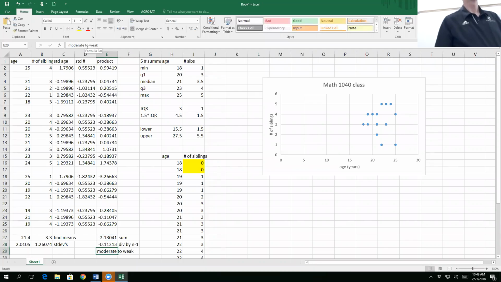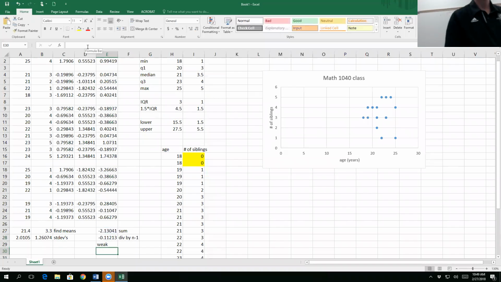Now what do we say? It's actually very weak. In fact, that still looks like a downward trend to me, but it's a very weak correlation between age and siblings, which actually kind of makes sense, right? Why would there be any sort of correlation? So you guys were screwing us all up.